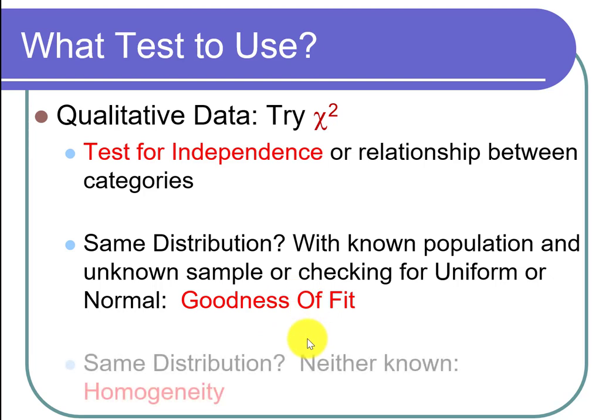And then the final chi-squared is when we have 2 different distributions, or we're seeing if 2 different populations have the same distribution or different distributions. And we don't know either of the distributions, so we're going to take a sample from both and then compare to see if the distributions are the same or are they not the same. And that was the test for homogeneity.